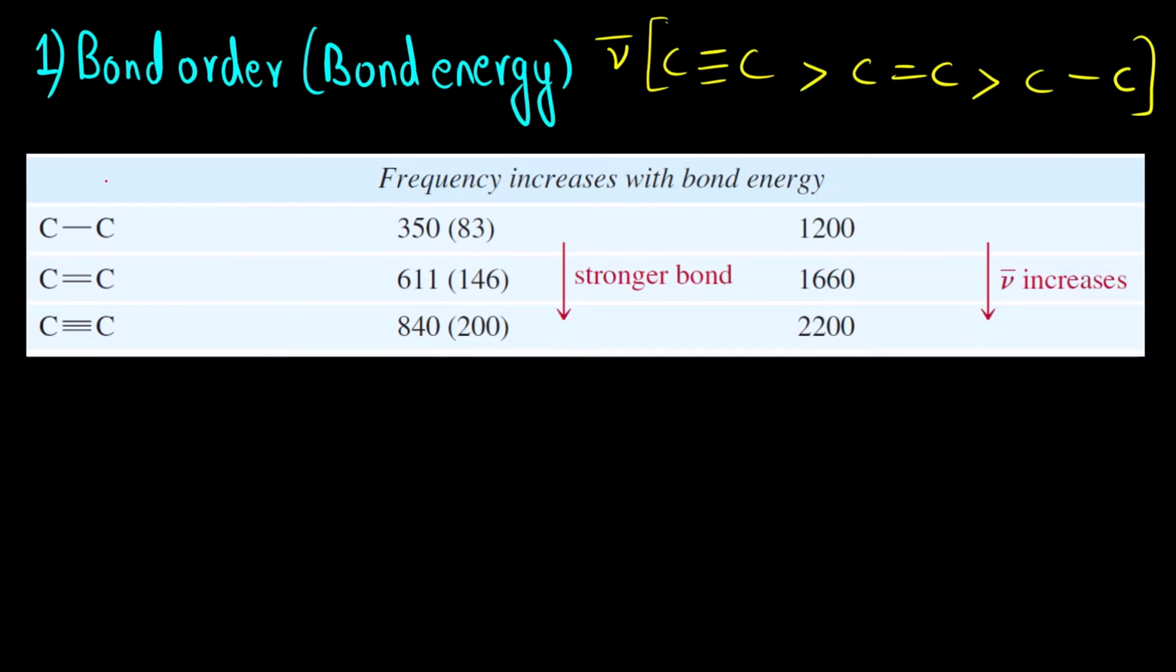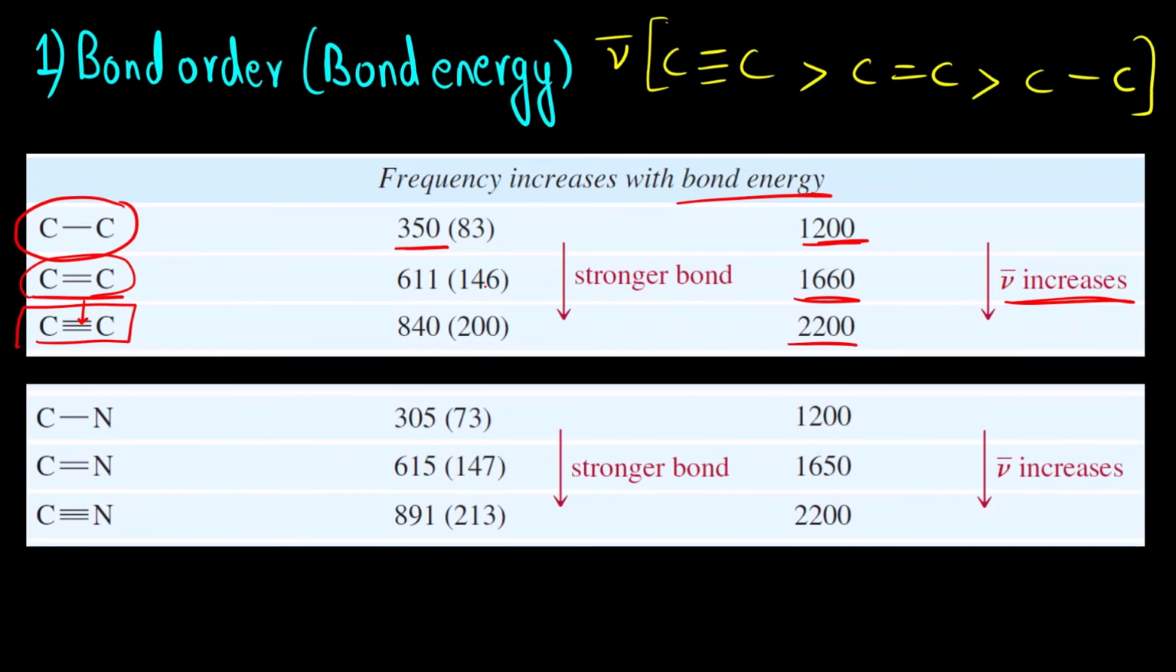So here you can see for carbon carbon single bond, the stretching frequency is minimum, 1200. And for carbon-carbon double bond, the stretching frequency is slightly higher. And for carbon-carbon triple bond, here there are 3 bonds, so it is maximum, 2200 centimeter inverse. So as the number of bonds or bond order increases, stretching frequency increases. That is what, stretching frequency is also directly proportional to bond energy. So frequency increases with bond energy.